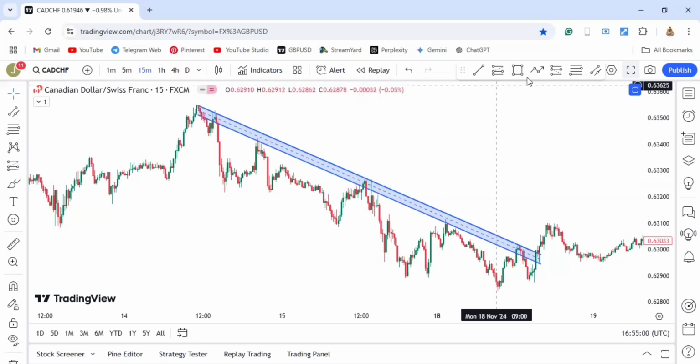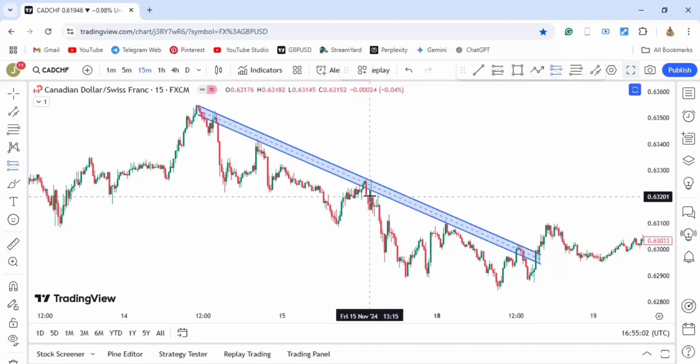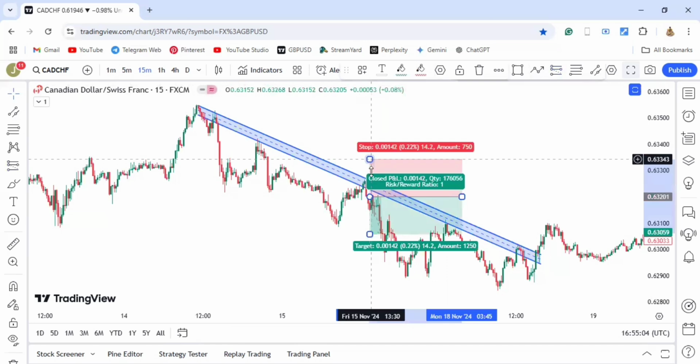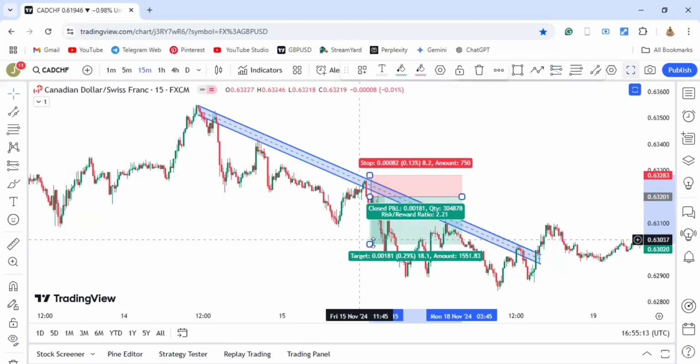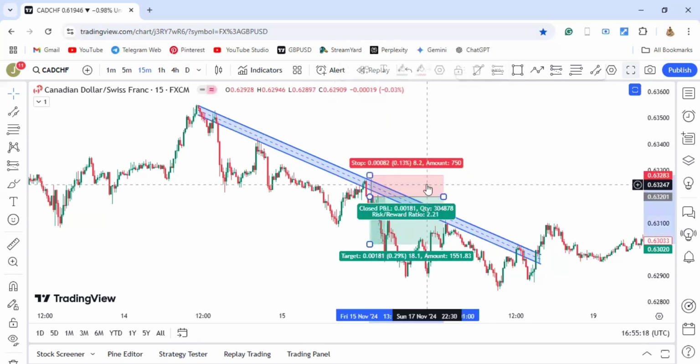And like I told you, whenever you enter, you should always remember that it needs to clear the previous point. So it needs to clear this previous high. It needs to clear it. If you get 1:2, you are okay with it. It needs to clear it. That is how to use the parallel channel.